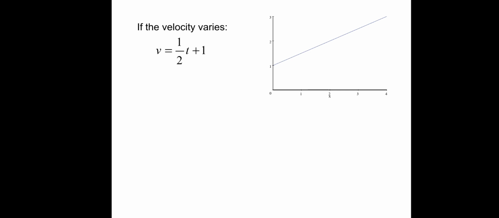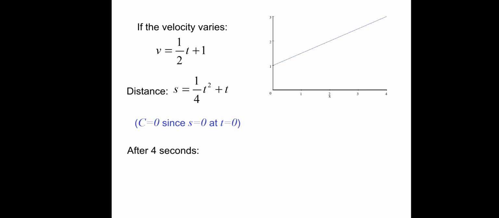If the velocity varies, say velocity is equal to 1/2 times time plus 1, the distance s is equal to 1/4 times time squared plus t plus C. C is equal to 0 since s is equal to 0 at t equal to 0. After 4 seconds, the distance is equal to 1/4 times 16 plus 4. So the distance is equal to 8.